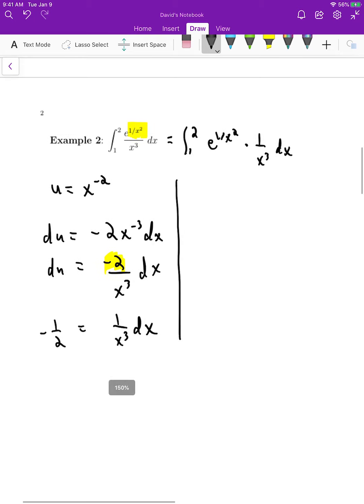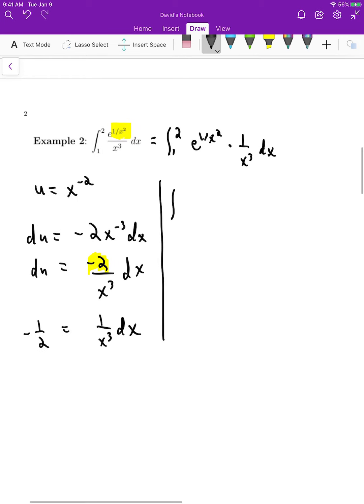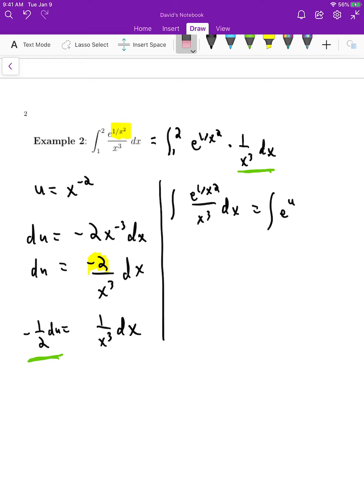Okay, so now I'm going to do option 1 here. I'm going to say, well, the integral of e to the 1 over x squared over x cubed, that is the indefinite integral, sorry, I forgot my du there, that is the indefinite integral of e to the u, right? Because u is 1 over x squared. And then the 1 over x cubed dx gets replaced with a negative half du. So let me actually put the negative half in front. So negative 1/2 e to the u du.